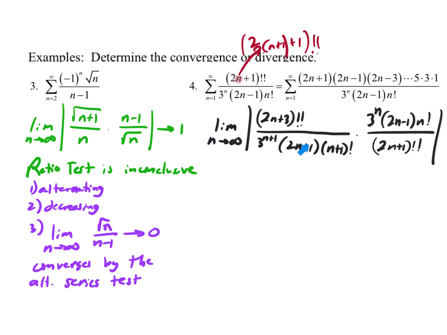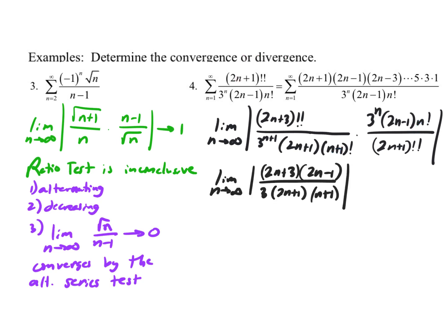2n minus 1, 2n plus 1, I can't do anything with that. And then I have one more term down here than up here, so I'm going to have an n plus 1. So here's what I end up with. This all completely cancels, but I'm left with the 2n plus 3. The 3 to the n plus 1 gives me the 3. 2n minus 1 is still here. 2n plus 1 is still here. The n factorial and the n plus 1 factorial cancel to give me n plus 1.